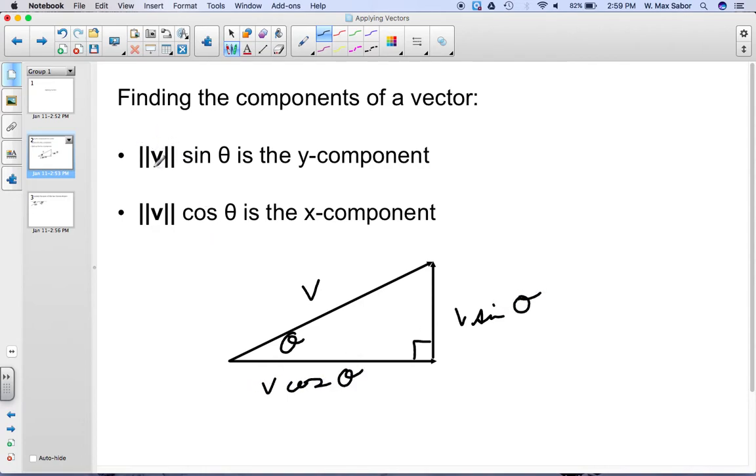I'm writing v here because of the magnitude. This is saying that if this is the magnitude and this is the angle, then we can say v sine theta is the y component and v cosine theta is the x component. So v cosine theta comma v sine theta is how we can describe vectors.